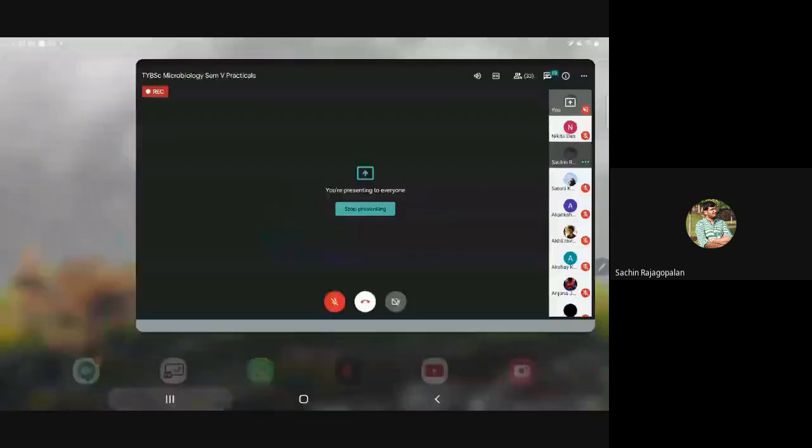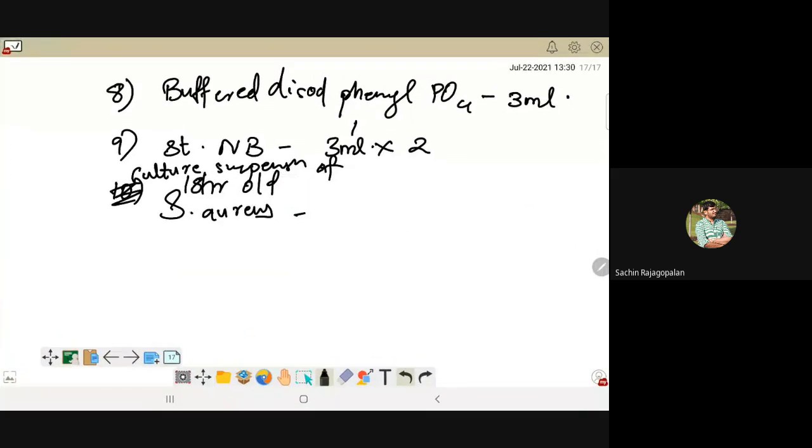I don't know why I have written it on the screen, but it's not visible. I think there is a lag of net. Okay, now it's visible. See.